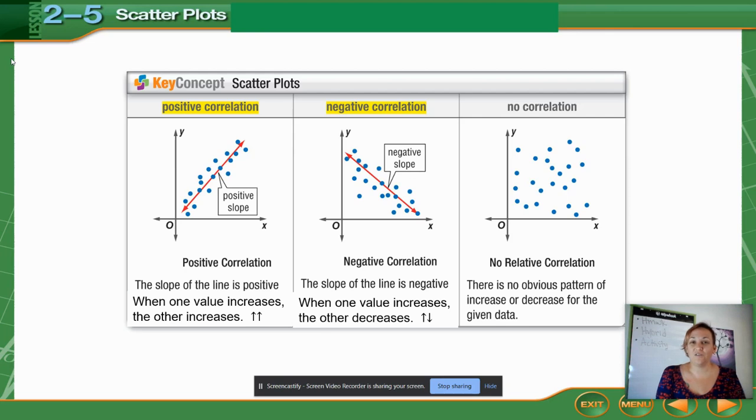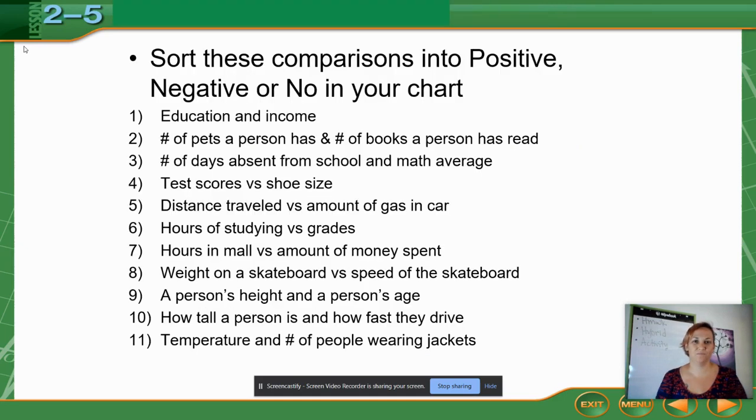We're going to continue to focus on the context of the problems, and we're going to try to figure out if two things have a positive correlation, a negative correlation, or no correlation. So here I have 11 sentences. What you're going to do is write the sentences into your notes, and then I would like you to figure out if they have positive, negative, or no correlation. And then you can come back to the video and check and see how you did. We'll do the first one together.